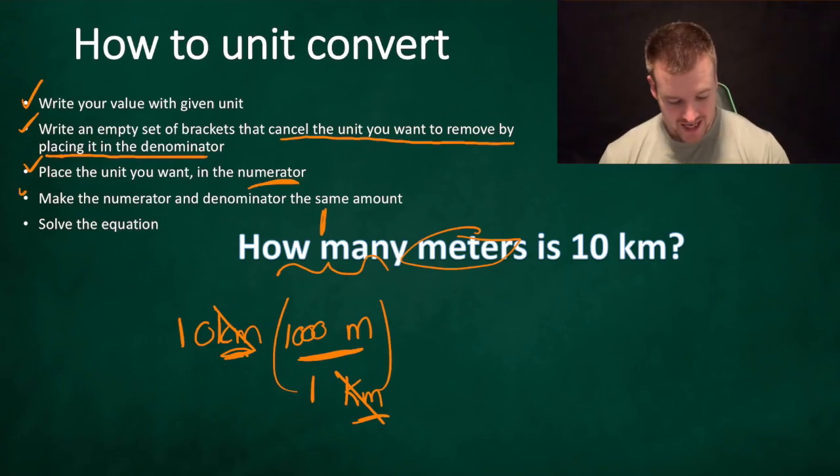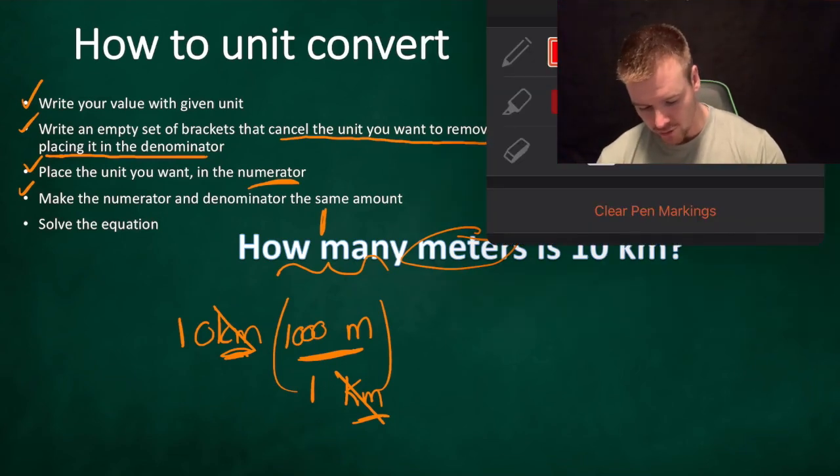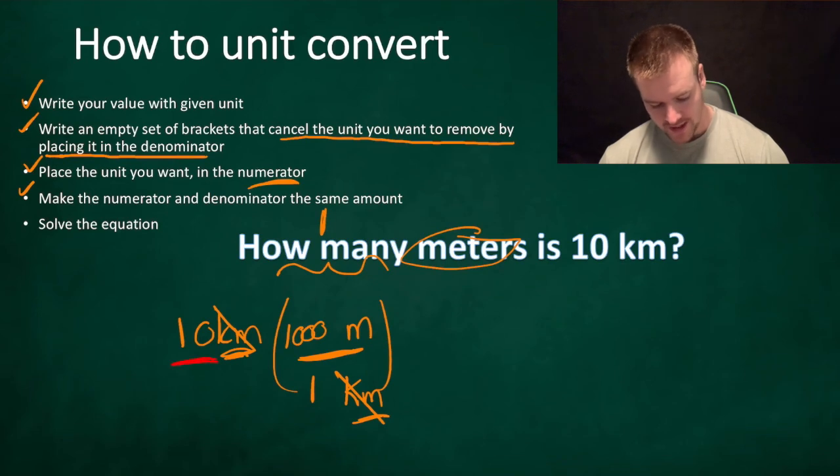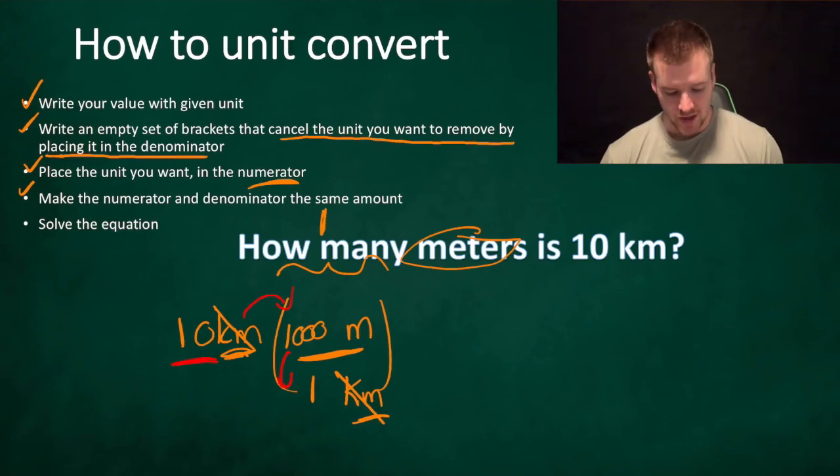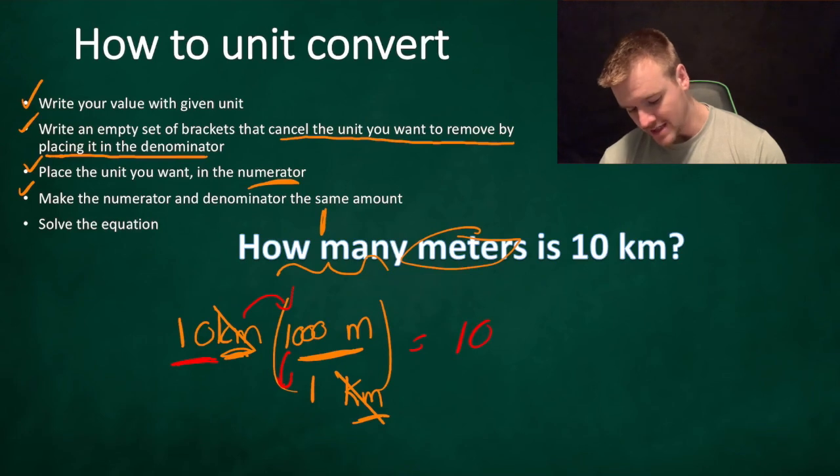Okay, so that's done, and now I just got to solve the equation. So let's just look at the numbers here. I'll switch to red so we can see this. We go 10 times 1,000 divided by 1. And remember, dividing by 1 doesn't really do anything. So it's just 10 multiplied by 1,000, and we get an answer of 10,000 meters.